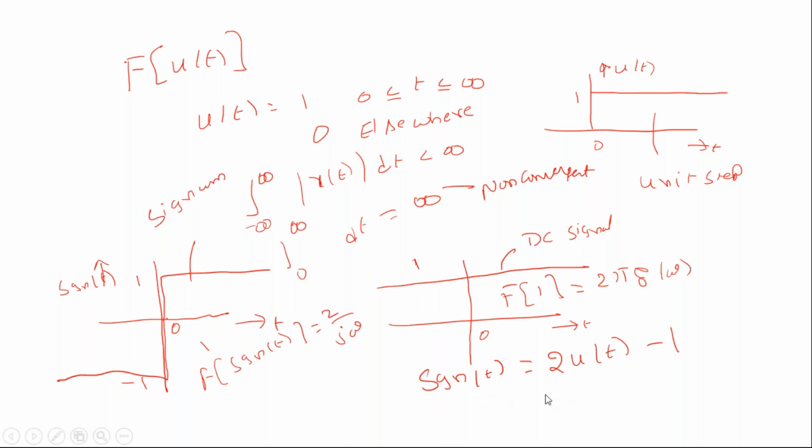Can I write the relation like this? Signum function equal to 2 times u of t minus 1. Please see the waveforms and check it. Please post it in the chat box. Is this equation right or not? Then ask me how. Then try to understand how you are going to get this. What is the relation? How are we going to obtain this relation?